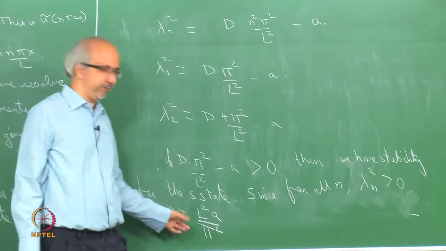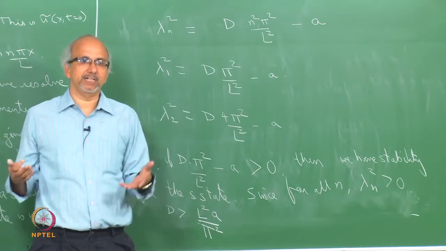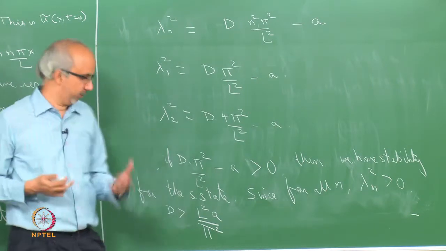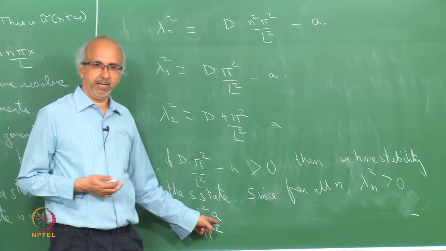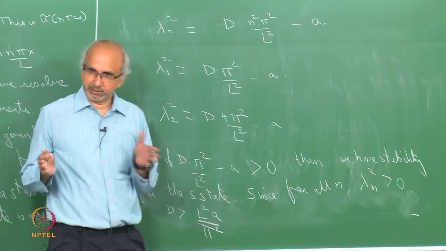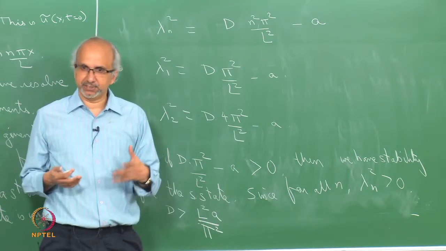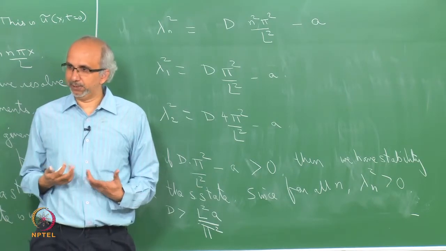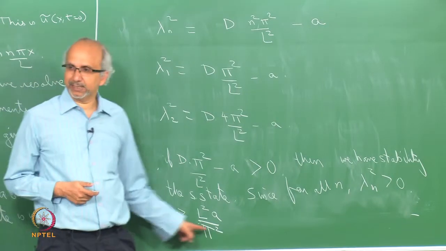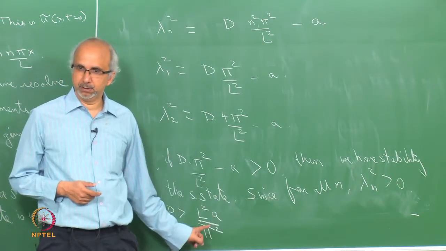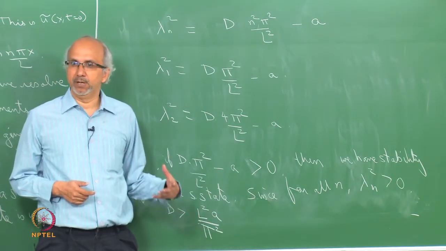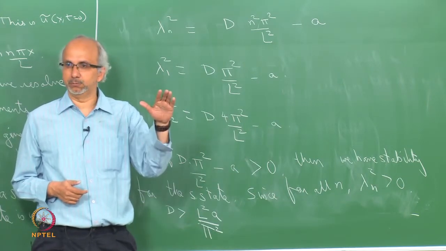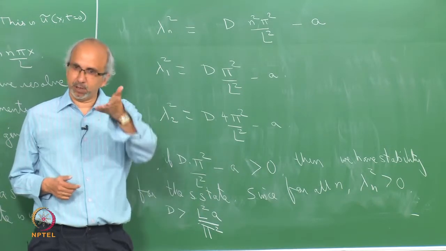For a given slab, for a given reaction, which is decided by the rate constant A, which decides what the thickness L is, the geometry is fixed, the kinetics is fixed, and the diffusion coefficient is the only other parameter. If the diffusion coefficient is greater than this number, then you have a stable solution for USS equal to 0. And that's basically what we said earlier.